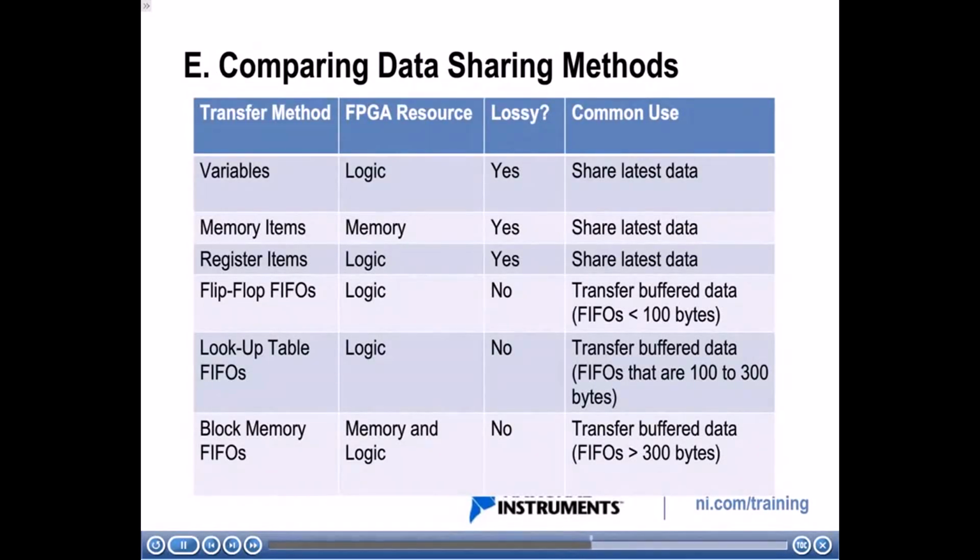With the FIFOs, remember there's three types of implementations. There's the flip-flop one, the lookup table, or the block memory. And you choose the implementation based on how big your FIFO is. So we see that for FIFOs less than 100 bytes, you want to use flip-flops. From 100 to 300 bytes, you want to use a lookup table. And for FIFOs greater than 300 bytes, you probably want to use a memory implementation. So this chart wraps things together, shows us the FPGA resources that are used for each method, and we see our common use as well. This is a good summary for all the subjects that we talked about in this particular lesson.